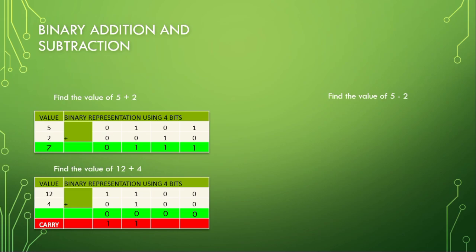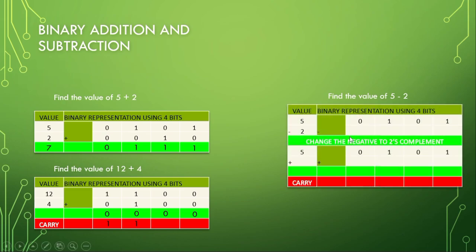So now let's go to binary subtraction. Okay, good. So let's find the value of 5 minus 2. Last video we talked about 2's complement representation. So now here we have our value 5 minus 2. 5 is positive, so our sign bit is going to be 0, and we have 1, 0, 1.